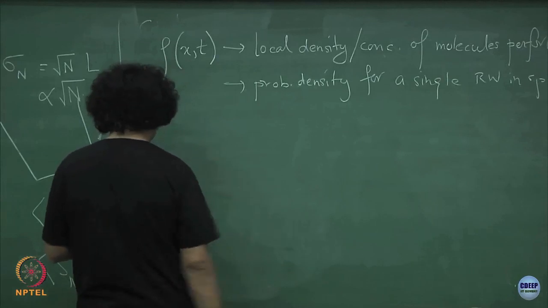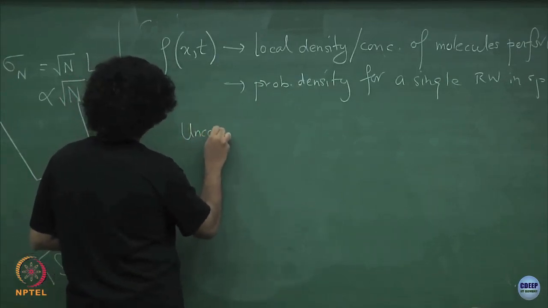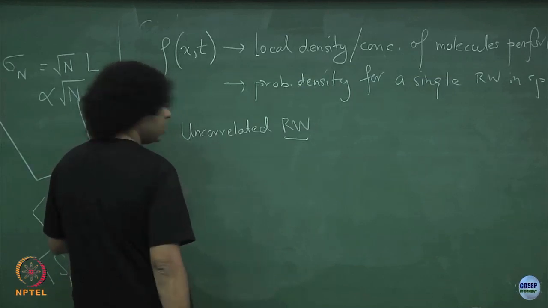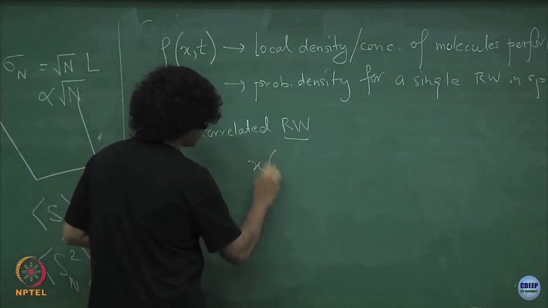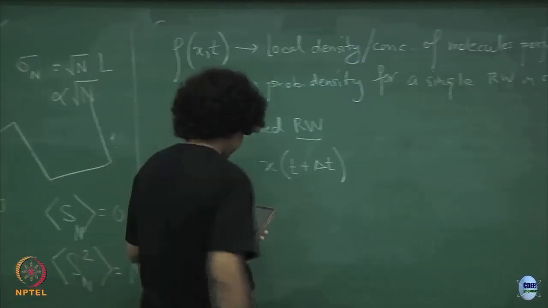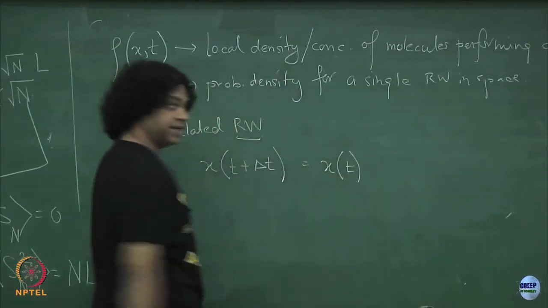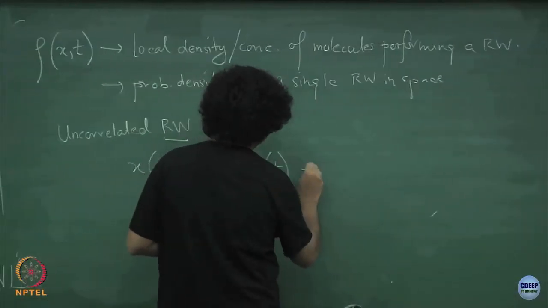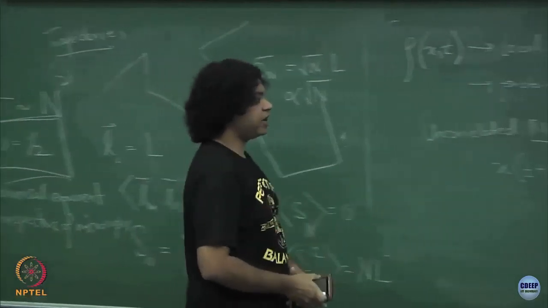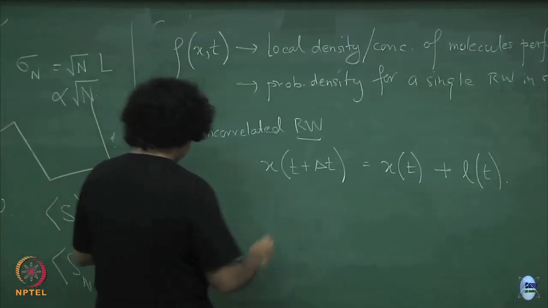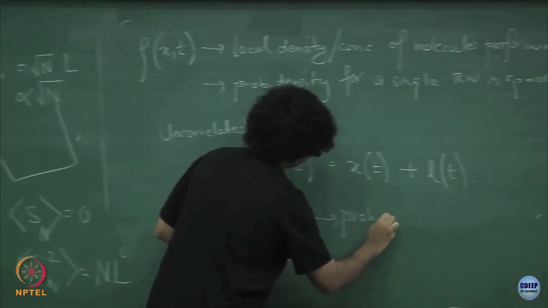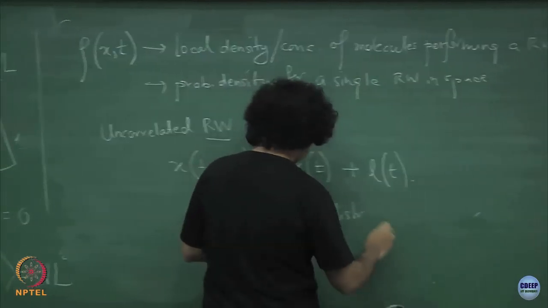So let me consider an uncorrelated random walk, right? Which evolves according to this equation that x at time t plus delta t, the position of the random walker at time t plus delta t is whatever it was at time t, so x of t, plus the step that it takes at time t, L of t. Okay. Where the steps are drawn from some distribution, which let me call chi of L. This is the probability distribution for each step.